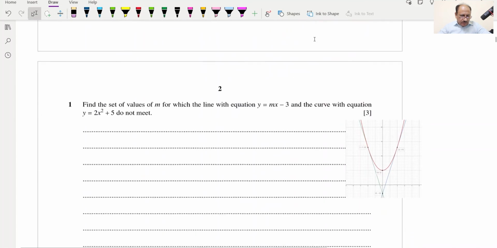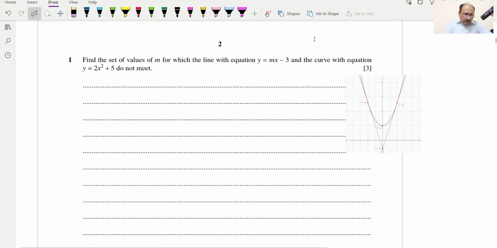Question number 1 says, find the set of values of m for which the line with equation y is equal to mx minus 3 and the curve with equation y is equal to 2x squared plus 5 do not meet. This is a 3 mark question, and this graph I have inserted for your explanation. I'll explain in a while. So this is not part of the question.